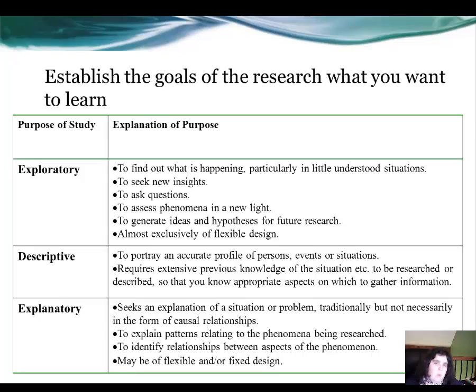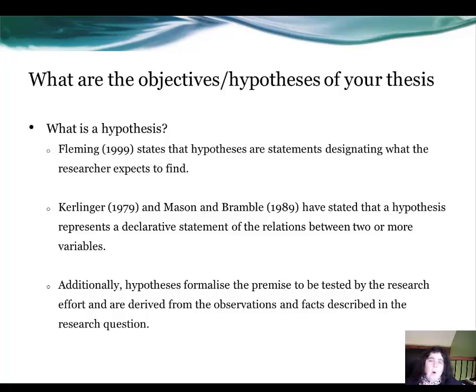So once we have the goals of our research, we need to identify our objectives. And those objectives can actually be stated as a hypothesis. I've provided a statement here by Fleming, who states that hypotheses are statements designating what the researcher expects to find. They expect basically to find a positive relationship between sales of umbrellas and rainfall.